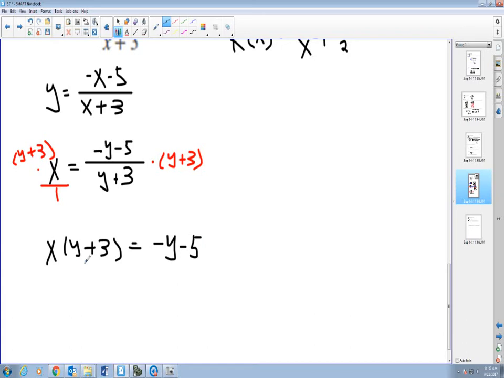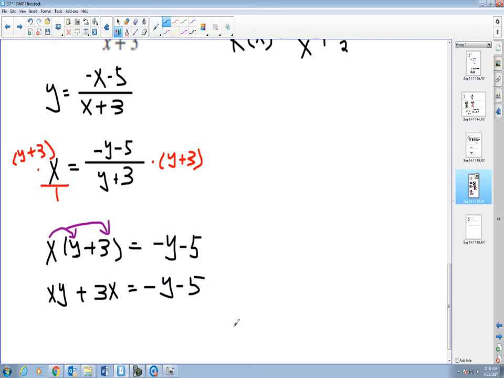Alright, so now let's take a look. Okay, y here, y there. This y is trapped inside the parentheses, so I'm gonna use distributive property to bring out my y for my left side. So I get xy plus 3x equal to negative y minus 5.